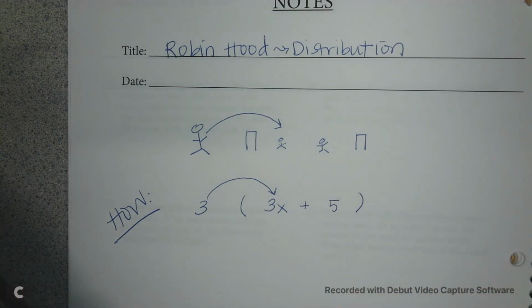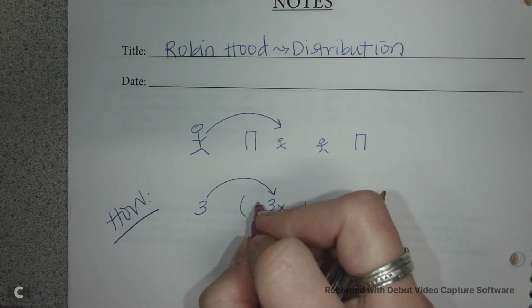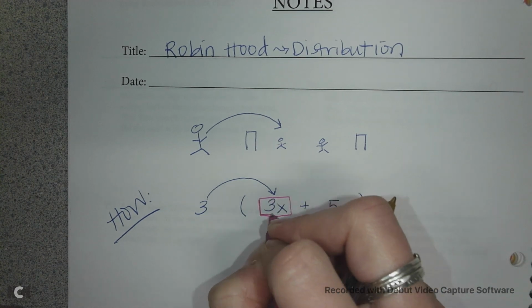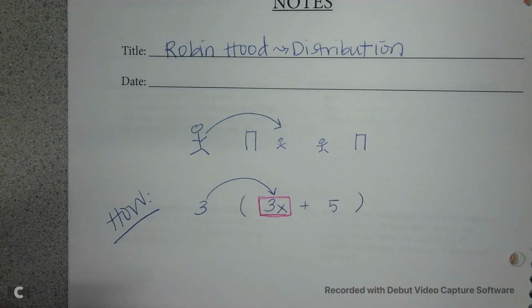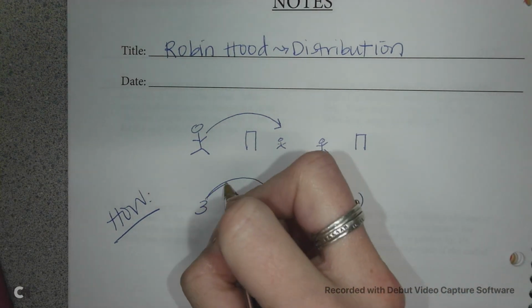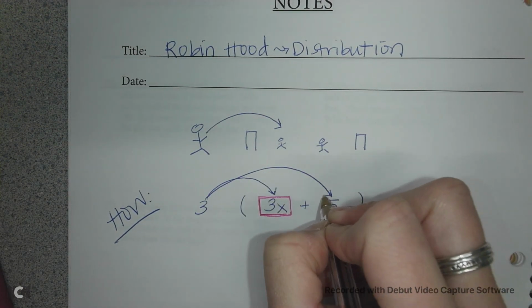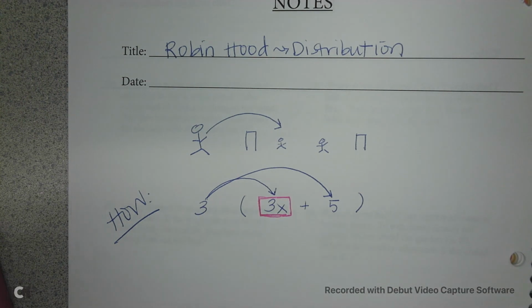And this guy is one guy. Even though he's got an X, they're attached. So this is one term. That's what we call each of these guys, a term. And then you're going to shoot this arrow over and get this 5 as well.